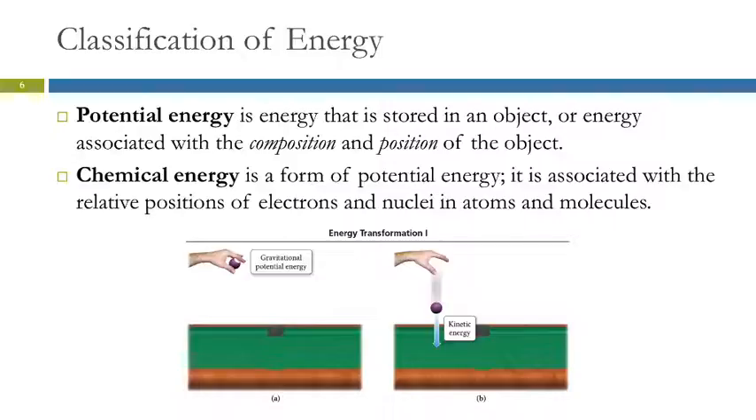The other broad category of energy is potential energy. This is energy that is stored in an object, or energy associated with either composition or position of the object. So here we lift the purple ball off the table. It has gravitational potential energy because it's elevated. We let the ball go, it falls. The potential energy gets transformed into kinetic energy. The ball picks up speed as it gets lower and lower. Its potential energy decreases as it falls. So potential energy can be due to position.